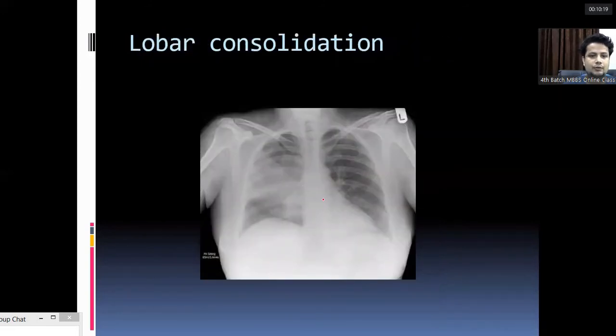This is lobar consolidation, usually seen in lobar pneumonia. It involves the whole of the lobe. Here it is involving the upper lobe. So this is lobar pneumonia.